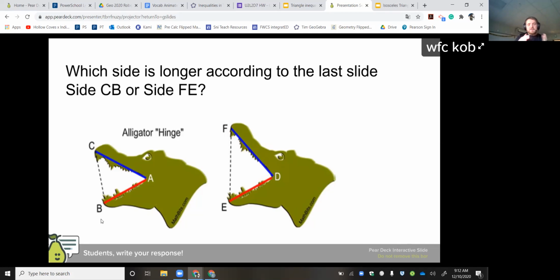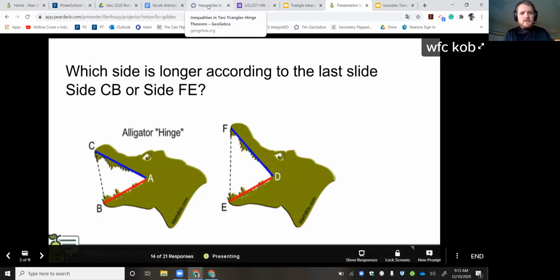So here's the concept. As the angle gets larger, the side across from it is going to get larger. Okay, that's what it means. This is called the hinge theorem. So if you have those two congruent sides in both triangles, as you open up, you think about it like a mouth, as your alligator mouth gets bigger, or you can think about it like a door. As you open up the angle more, that distance gets larger and larger. Okay, a quick animation of that is right here.